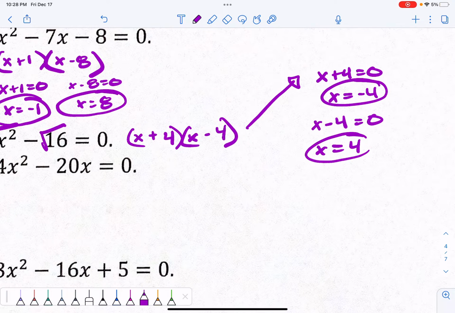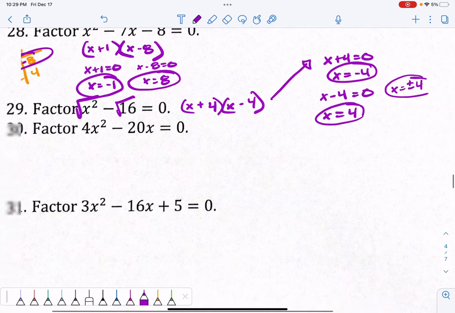If you want to write that as x equals plus or minus 4, you can do that as well and just have that answer. However you want to write the answer, as long as you have both positive and negative 4, I am okay with you writing it together like that, okay?